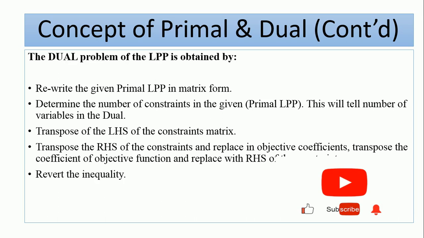Then you revert the inequality. Once you revert the inequality, if it is less than or equals to, it will change to greater than or equals to. That's what we mean by revert the inequality. And finally, you change min to max: if you're converting from min, it changes to max. If it is from max, you change it to min. That's what we mean by change min to max or vice versa.